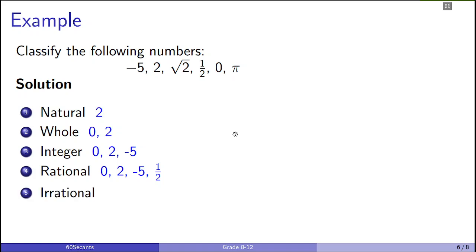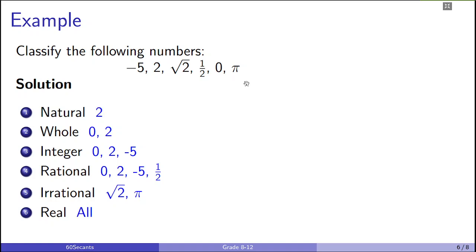Looking at irrational numbers, remember these ones are set apart, special. So we have square root of 2 and pi, right? Then, what about real numbers? Okay, can you identify real numbers here? Yes, we can. All of them are real numbers.